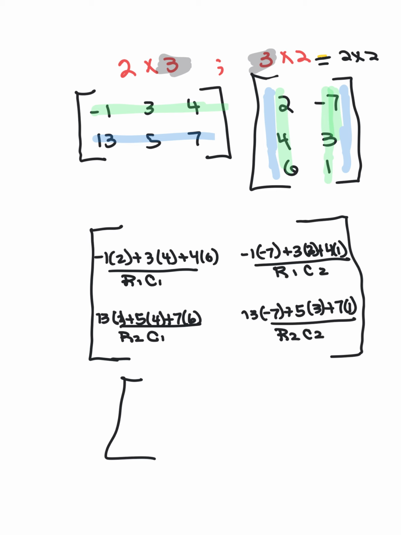I have negative 2 plus 12 is 10, plus 24 would give me 34. I have 13 times 2 is 26, 46, and 28 is going to give me 74. 7 plus 6 is 13, plus 4 is 17. And the last entry, I'm going to have negative 91 plus 15 plus 7. So that's going to be negative 91 plus 22. And that's going to give me negative 69.